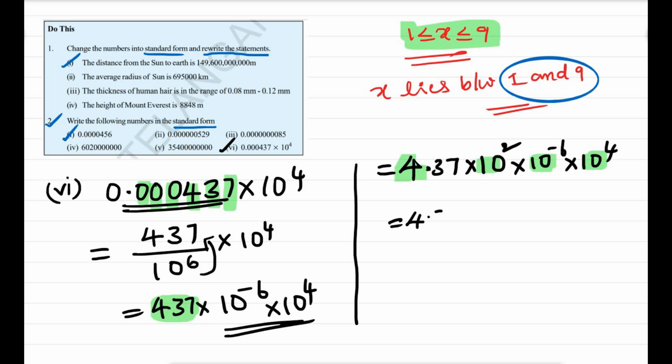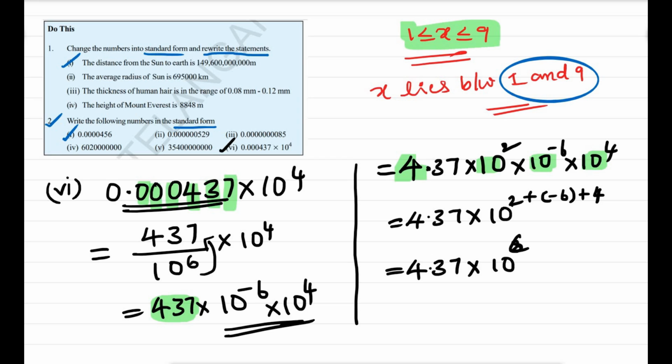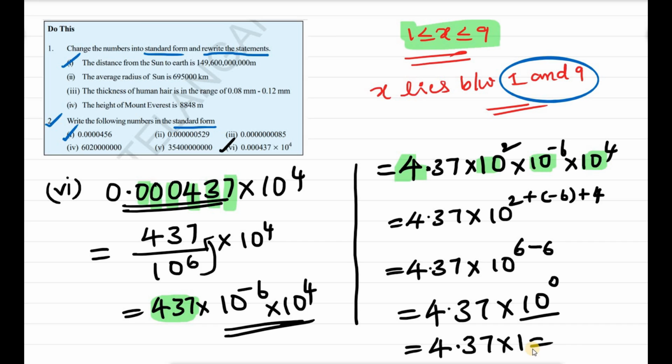So 4.37 into 10 to the power of 2 plus minus 6 plus 4. So 4.37 times 10 to the power of 2, 2 plus 4 is 6, 6 plus into minus 6. So 4.37 into 10 to the power of 0. 10 to the power of 0 is 1. So 4.37 into 1 is equal to 4.37. This is the final answer.